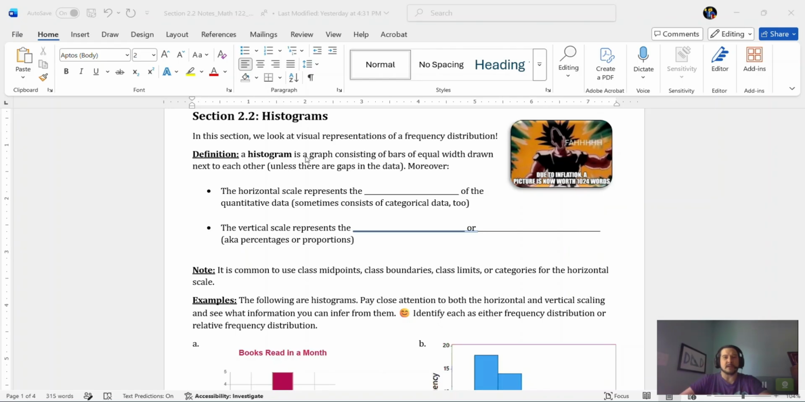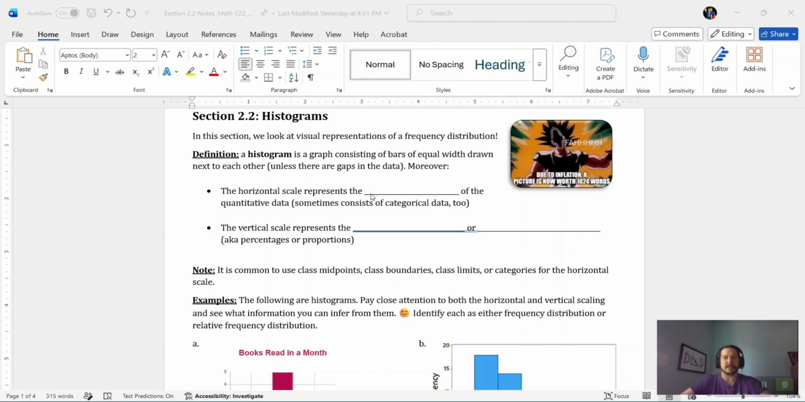So a histogram is a graph consisting of bars of equal width drawn next to each other. The textbook actually uses the word adjacent for that. I think this is a little more clear for our students, unless there are gaps in the data. And then I kind of split up the definition for that into a two-pronged case here.